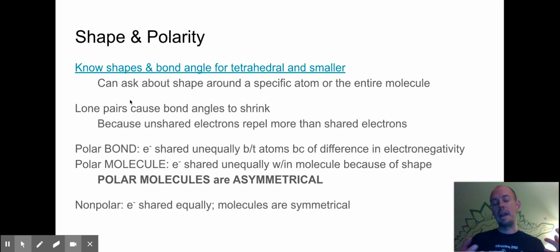But if I have carbon and oxygen, they don't share it exactly equally because of differences in Zeff, shielding, and electronegativity. So the electrons are pulled more one way than the other. But a polar molecule is when, as a whole, I have a negative end and a positive end, or where they are being pulled to the left but not being pulled back to the right. A polar molecule is asymmetrical.